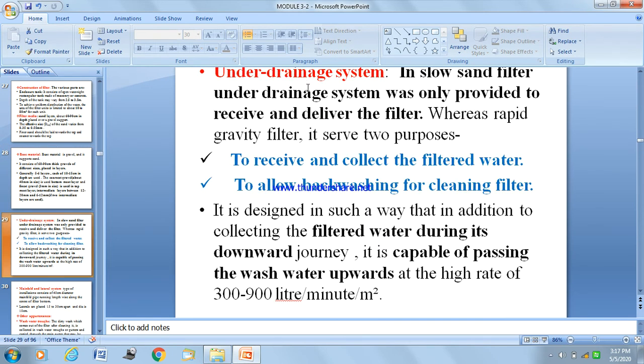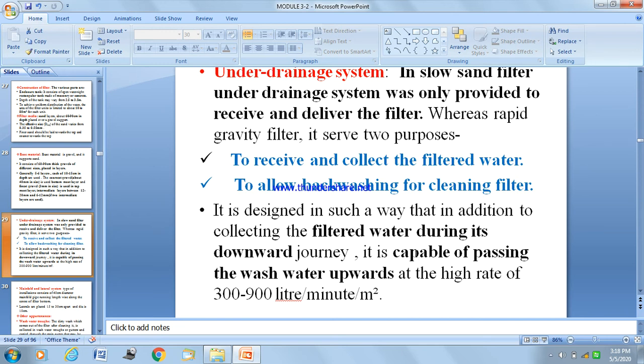Okay, and the under drainage system: the gravel is connected to a lateral drain, and the lateral drain is connected to the central drain. One more thing in a rapid sand filter is to receive and collect the water, and also to allow backwashing for the cleaning of the filter. This is the main concept in the rapid sand filter.